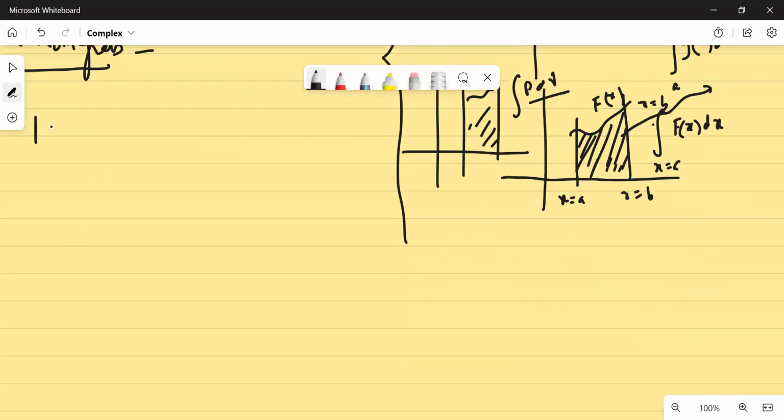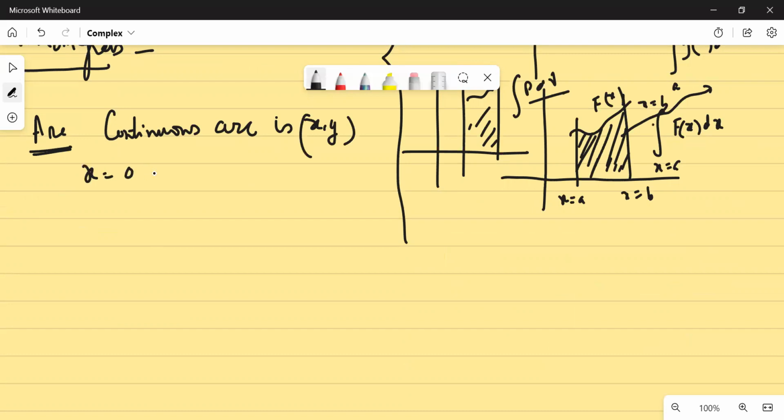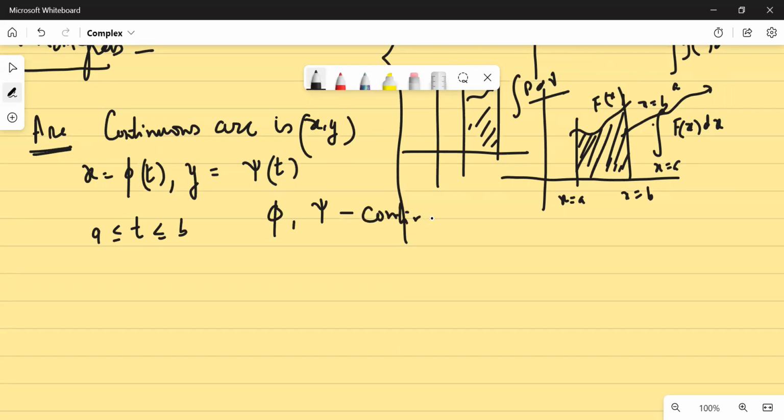So I would write an arc first. What is a continuous arc? A continuous arc is the set of points (x, y) which satisfy certain equations, that is, x equal to phi(t), y equal to psi(t), where t lies between a and b. And these phi and psi are nothing but continuous functions of t.